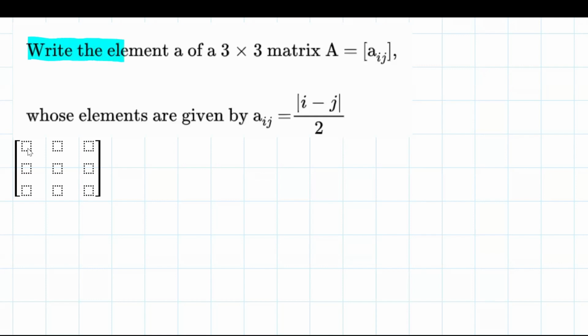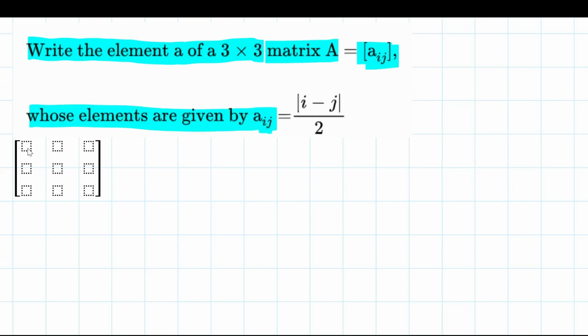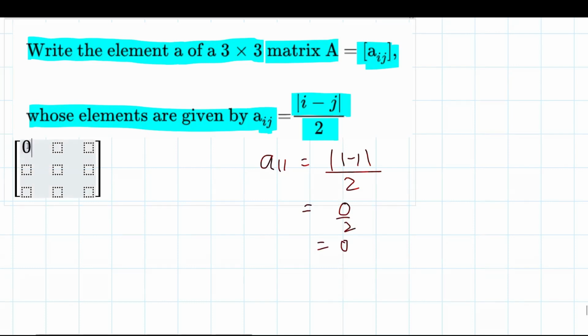Now, here in this question, it says write the elements of a 3 cross 3 matrix A equal to Aij whose elements are given by Aij is equal to modulus of i minus j over 2. Let's fill the element of the first row and first column. We replace i with 1 and j with 1 in this formula. So it's modulus of 1 minus 1 divided by 2. 1 minus 1 is 0, 0 divided by 2 is 0. So we can replace this A11 with 0.